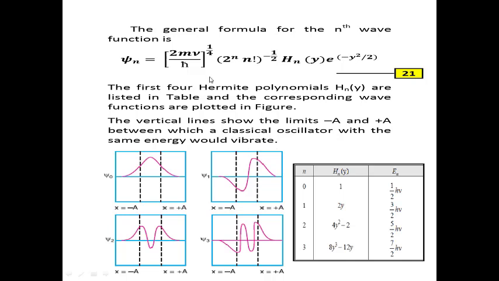The first four Hermite polynomials H n of y are listed in this table. Just notice, for n equal to 0, 1, 2, 3, what the Hermite function is and what the energy levels are. You can see that the energies keep on increasing in integral multiples of 1 by 2. The vertical lines show the limit of minus a to plus a. What about the wave function?